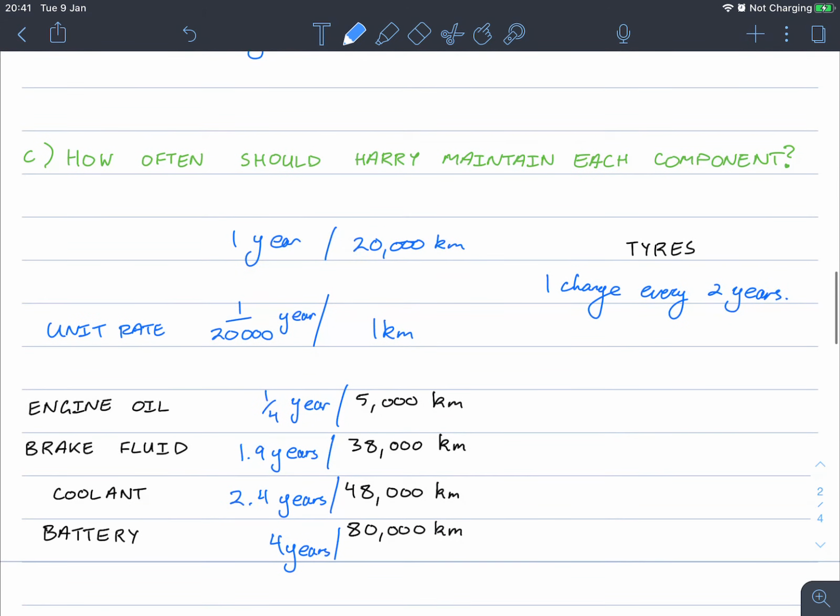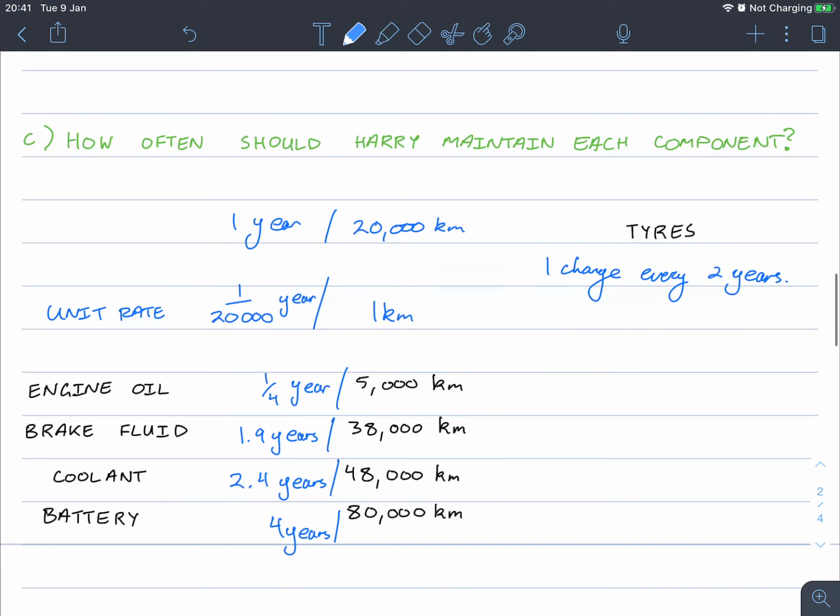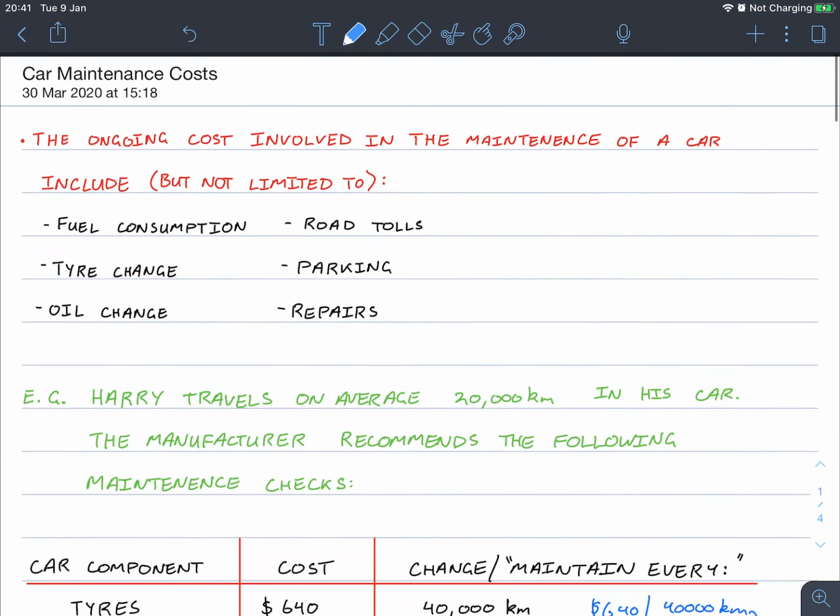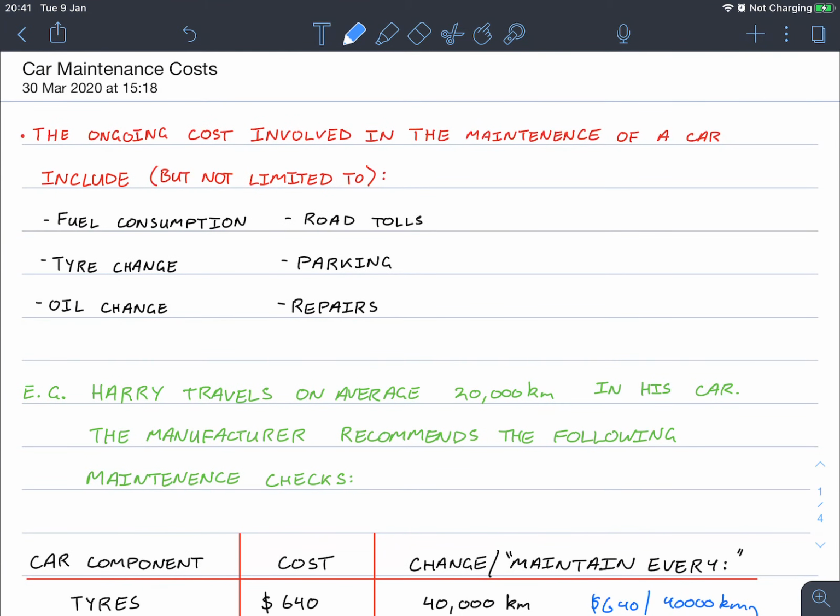Now, this is just a hypothetical scenario, but I hope that you saw the math behind finding the unitary rate and using that unitary rate to find different distances to find the time required. So I hope that gave you an insight into the maintenance costs of running a car.